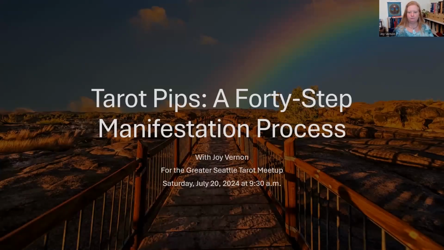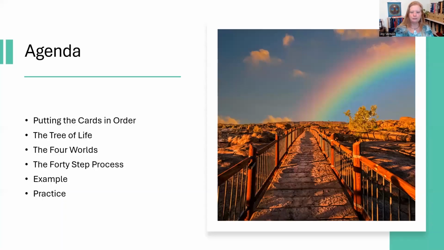So tarot pips, a 40-step manifestation process. And so here are the things that we're going to cover today. So the first thing is this idea of putting the cards in order. And there's a variety of ways of doing this. So I'm going to just mention that.